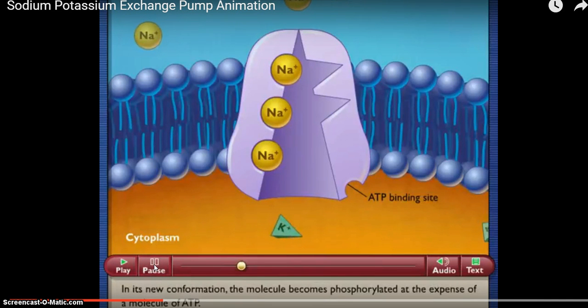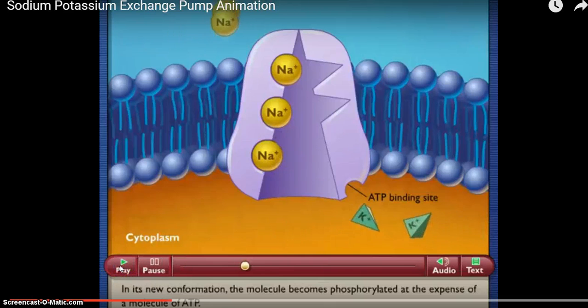Sodium is a strong positive charge. It cannot get through the membrane by itself. Down here, this one called K+, that's potassium. The plus means it's also a very high charge. It's got a positive charge on it. That can't get through on its own either.